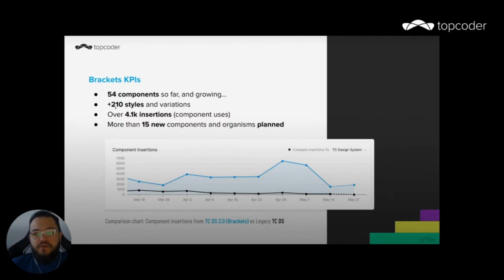What is actually a variation? So imagine that we have a button, and this button can be different sizes, like large, extra large, medium, small. Those are variations. So we have in total more than 200 variations for the different components, and over 4,000 insertions. This actually means how many times a particular component has been used. Also, we have planned more than 15 new components and organisms.